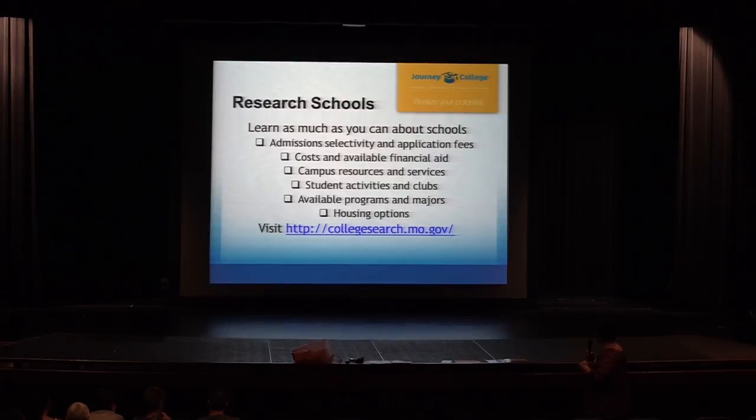Costs and available financial aid, which we're going to talk about real soon. Campus resources and services, student activities and clubs, available programs and majors, and housing options. These are all very important aspects of your research whenever you're researching your schools.